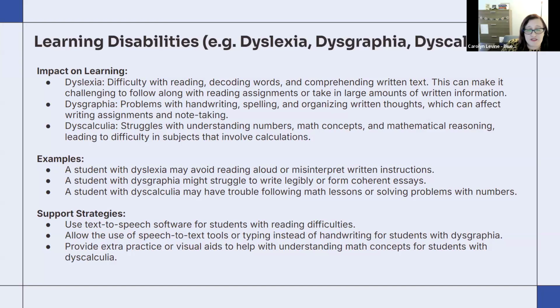Again, a student with dyslexia is going to have a hard time reading aloud, or they might misinterpret written instructions. A student with dysgraphia is going to struggle to write legibly or form coherent essays. And a student with dyscalculia is going to have trouble in general with math classes or anything involving numbers. So what's helpful for all of these groups is to use text-to-speech software. That means that their text is read aloud to them.